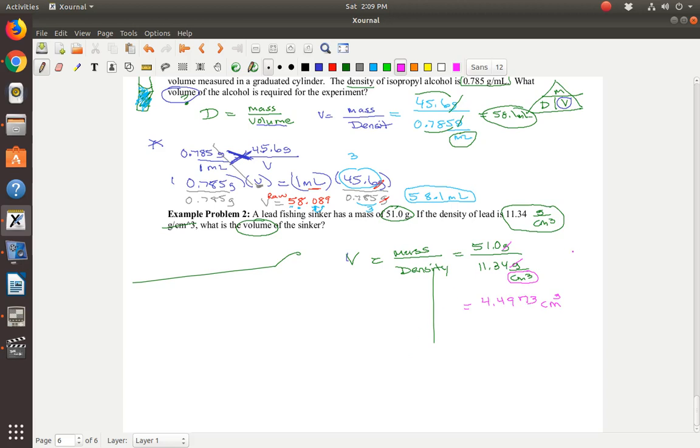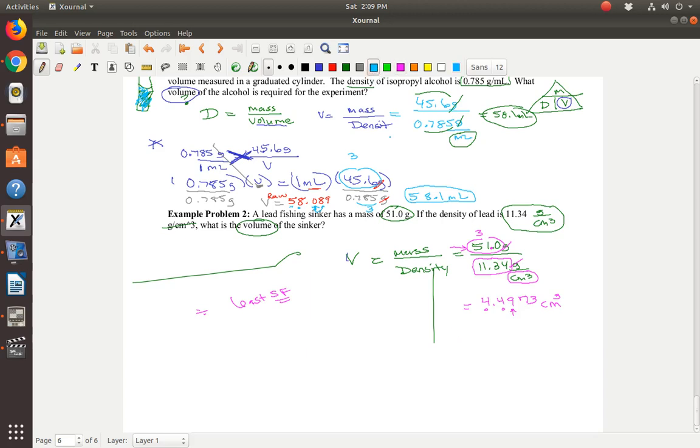Because we're dividing and multiplying, we look for the least number of sig figs. There are 3 significant figures here. There are 4 significant figures here. The least number is 3, so it has to be 3. So 1, 2, 3. It has to end in the hundreds place.